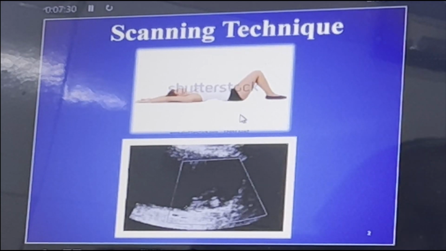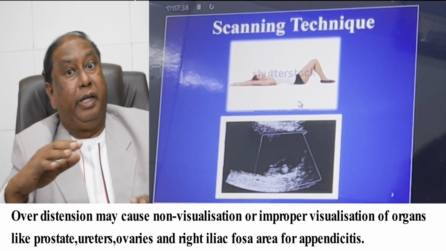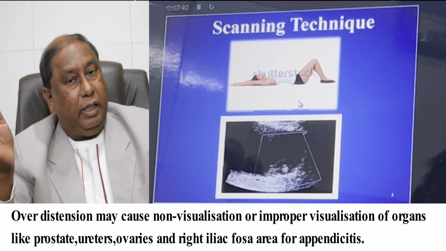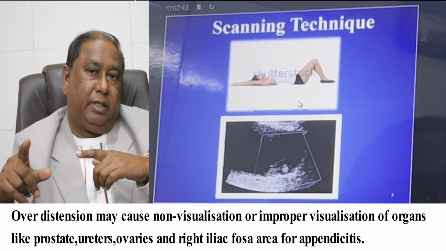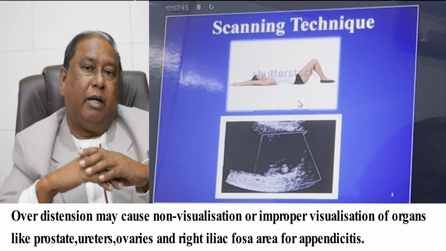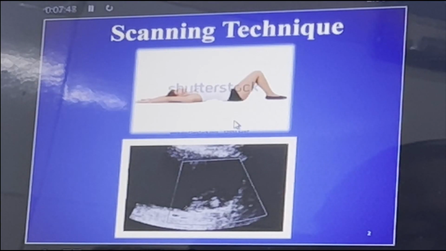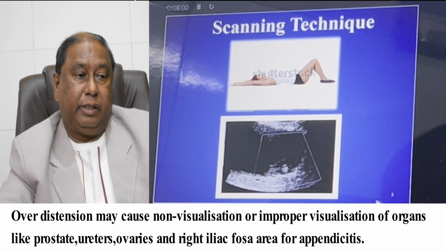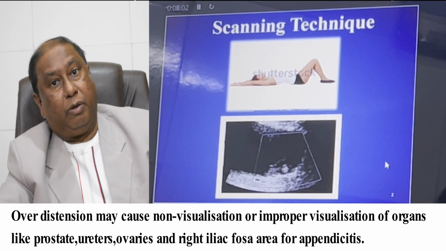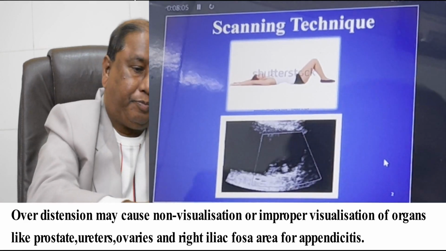Distension should be normal, 500 to 600 ml. If it is over distended, then it will create trouble again. It will push the prostate downward, and there will be improper visualization of other organs like the ovary, right iliac fossa and appendix. All these things you cannot visualize properly.